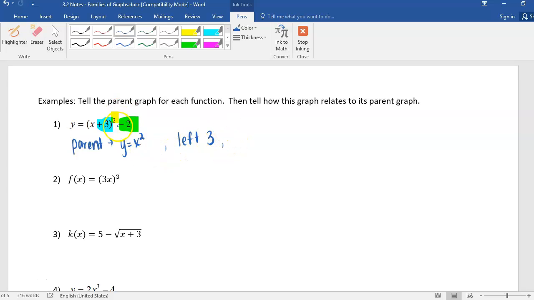And then for my -2 out here on the end, that number is subtracted from the end of the equation. It's outside of the parentheses, so that's going to move the graph up or down. Everything outside of the parentheses behaves like you think it should. So a negative is going to make the graph go down 2.